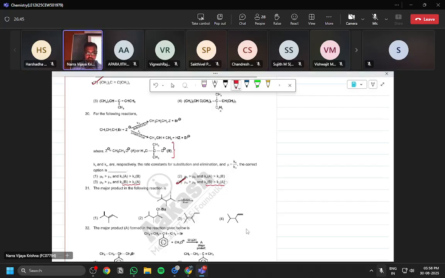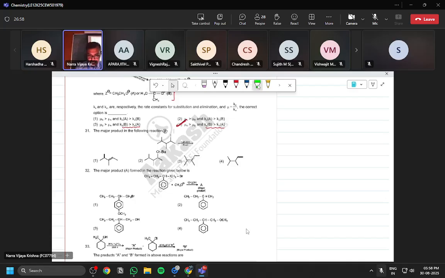Response, sir. Understandable or not? As this base is bulky, elimination is preferred. In this case, substitution is preferred. Clear? Next one, sir. What is this? Tertiary butoxide, a bulky base. Bulky base prefers the Hoffman product.